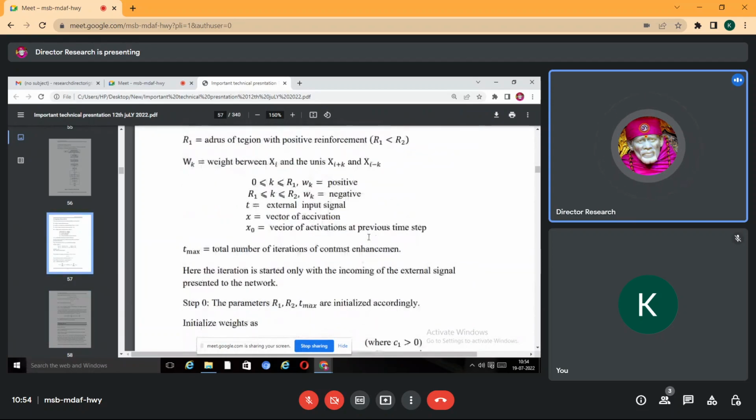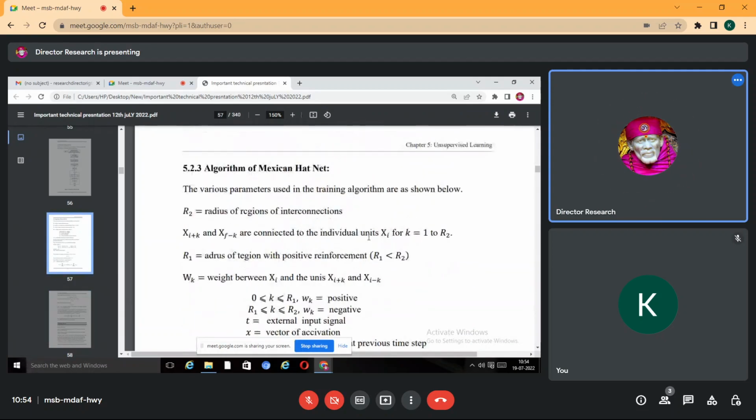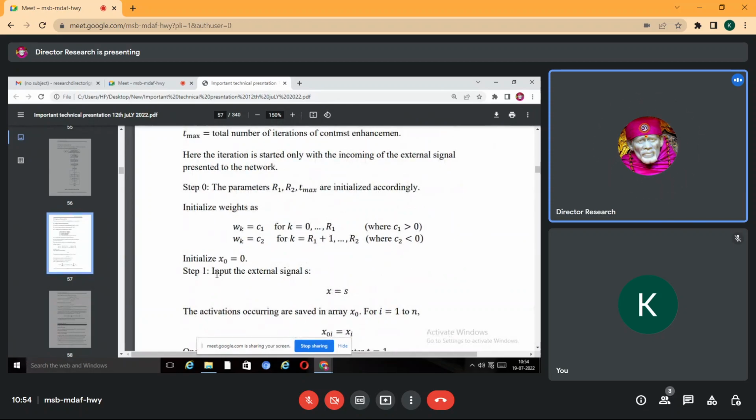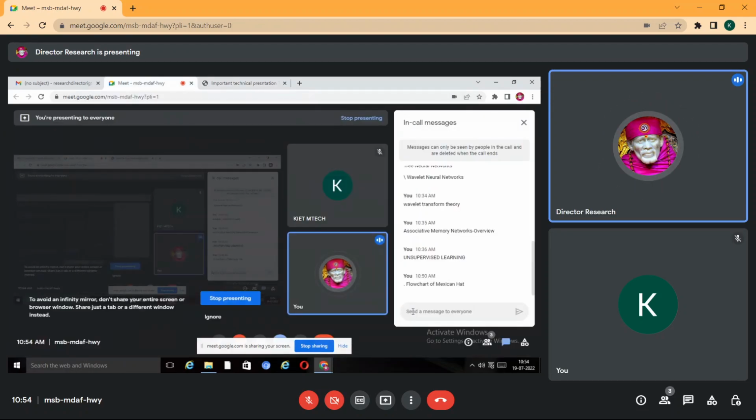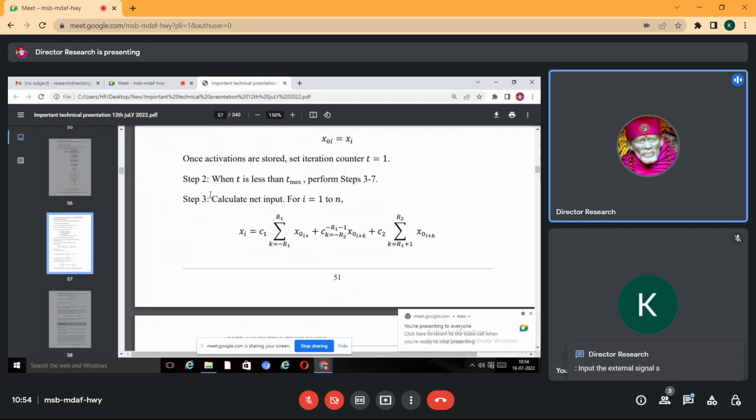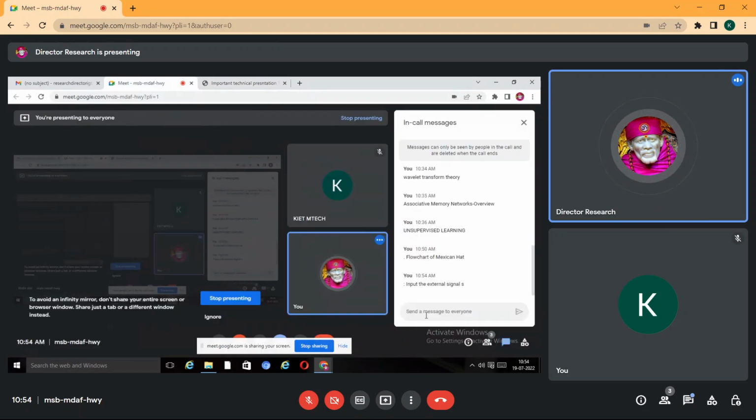Observe the various steps. Once again, I am repeating. In step 1, input the external signal. Step 2, when t is less than tmax condition, what two steps do you have to perform?